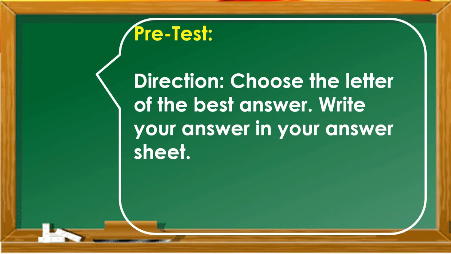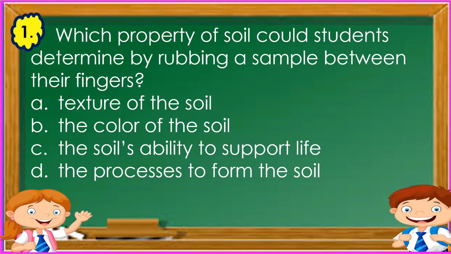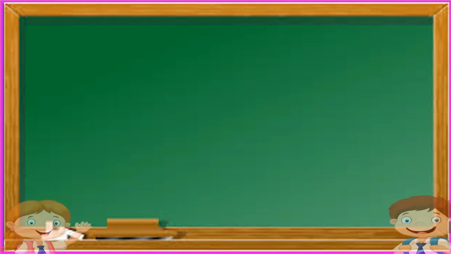Number 1. Which property of soil could students determine by rubbing a sample between their fingers? Letter A, texture of the soil. Letter B, the color of the soil. Letter C, the soil's ability to support life. Letter D, the process to form the soil. The correct answer is letter D.